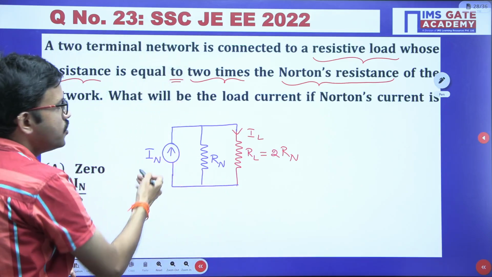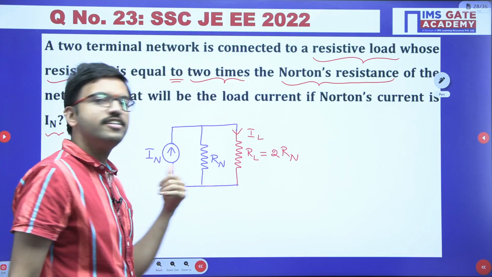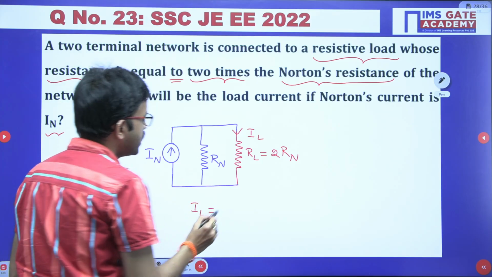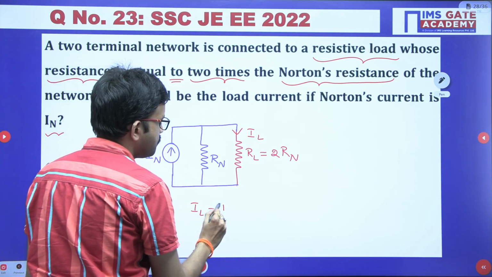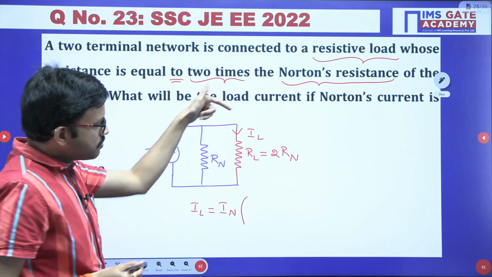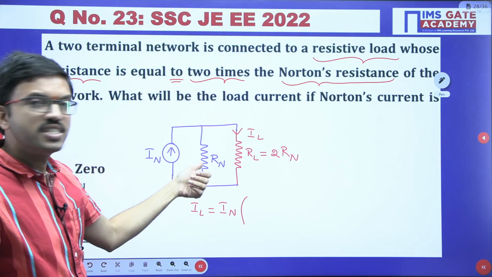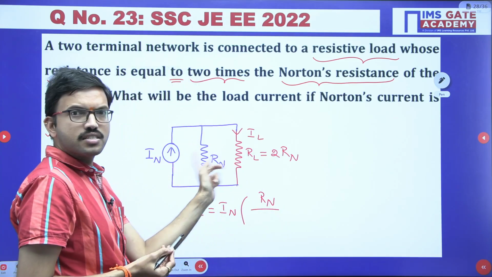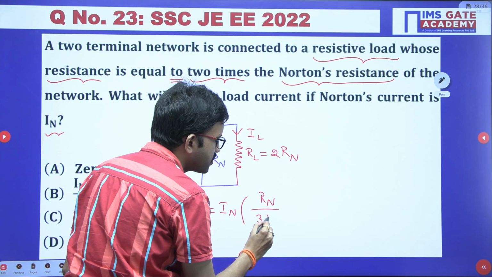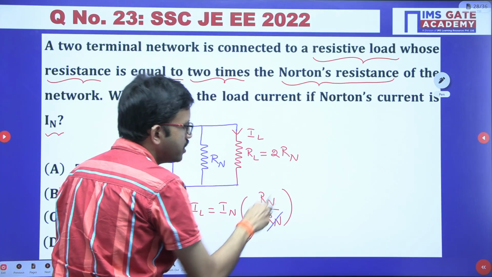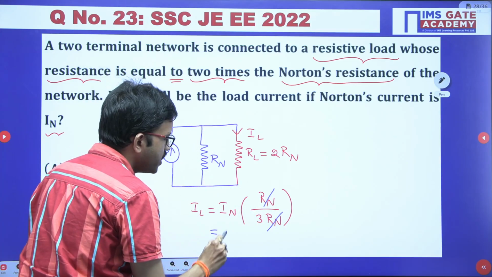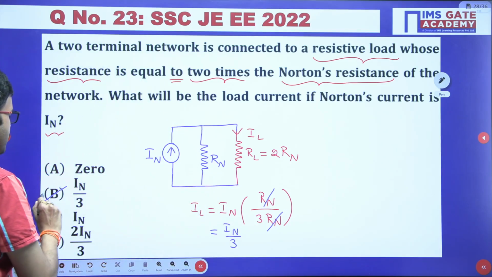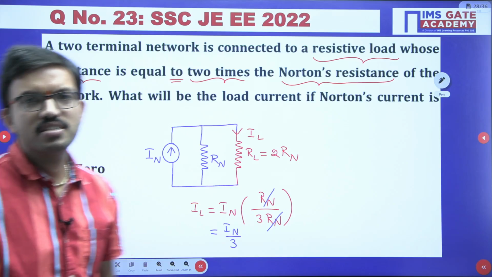Now which rule are you using? Current division rule, right? Very good. By using the current division rule, the supply current is IN, and in this branch we have to find the current, so we consider the opposite resistance, that is Rn, divided by the sum of the resistances, 1 plus 2, that means 3 times Rn. Here Rn gets cancelled, so you get IN by 3, right? So option B is the correct one.